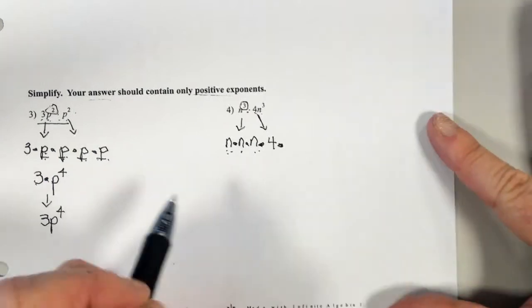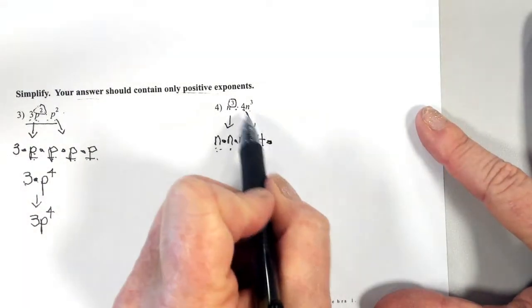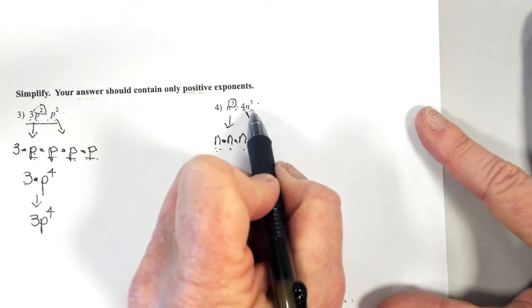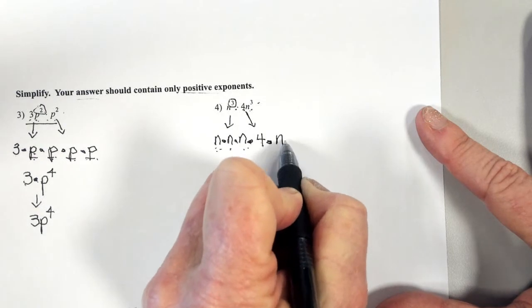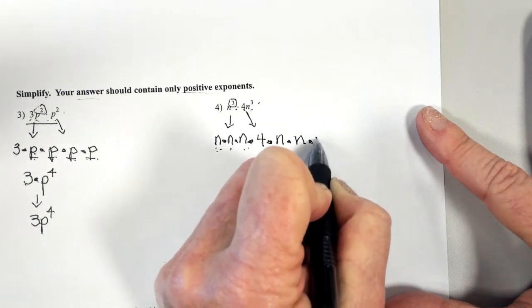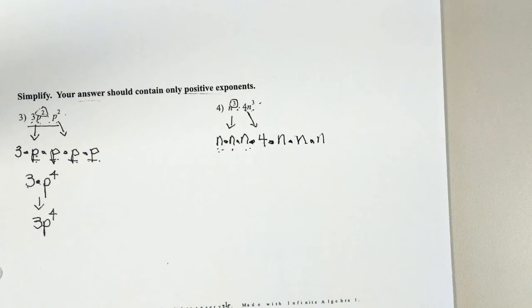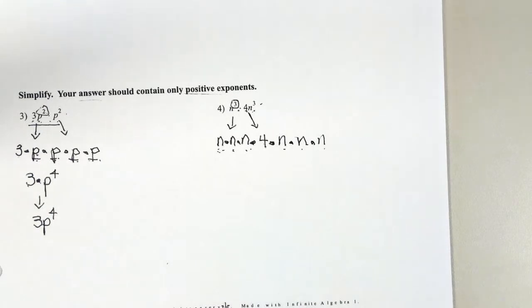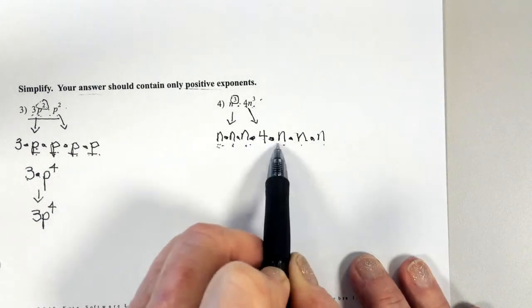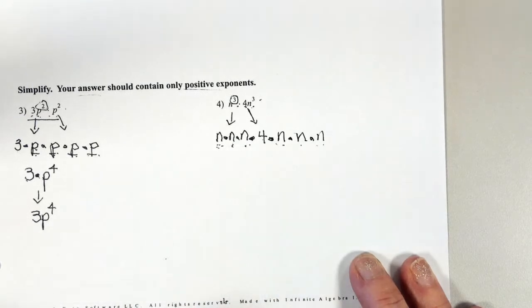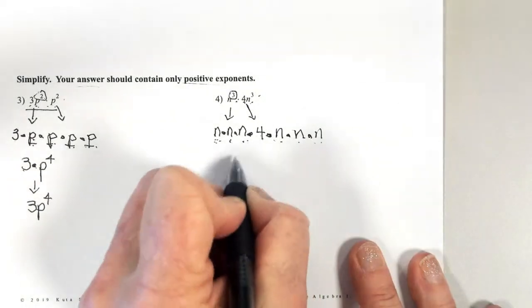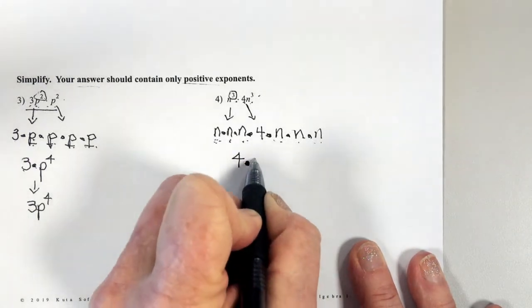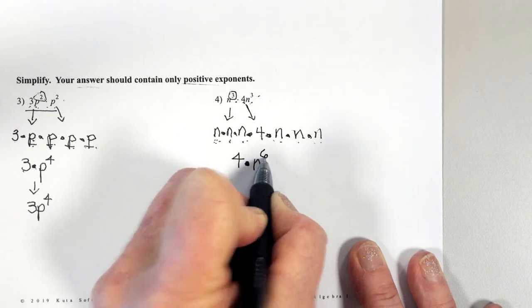So let me continue. I've got my 4, which is being multiplied by n to the power of 3. Now I'm going to take that n to the power of 3 and write it 3 times. 1, 2, 3. So now I've got a whole bunch of n's. 1, 2, 3, 4, 5, 6 n's. It is all repeated multiplication. Look, I'm multiplying all of those together. Therefore, I can write 4 is being multiplied, and I've got n to the power of 6.